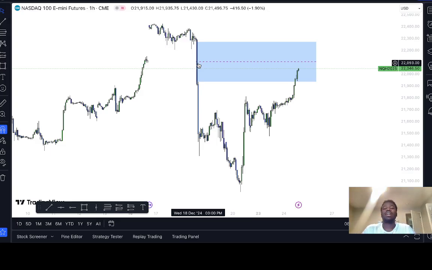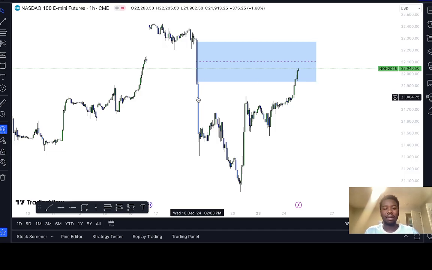What a fair value gap does is it offers fair value. If you wanted to buy NAS E-mini, for example, when it was around this level, would you be able to get into a trade? Do you think you would be able to get into a profitable trade around here? No, because the moment you place your buy, price continues to go down.